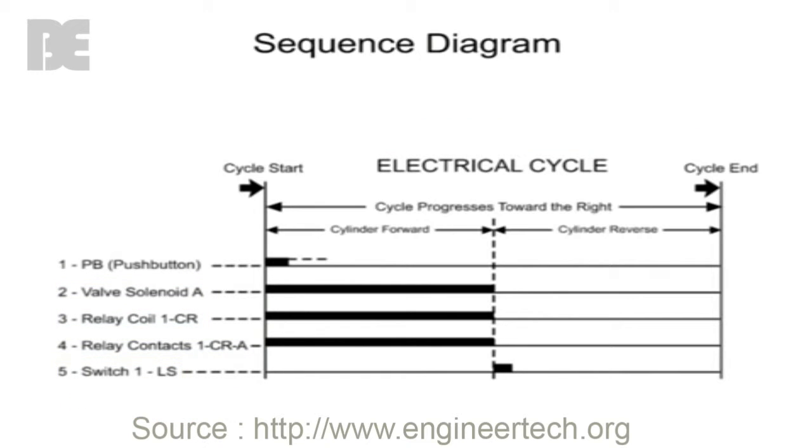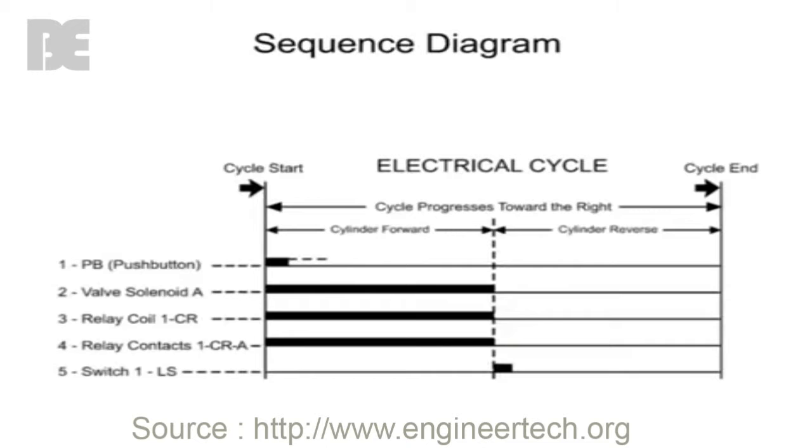To build a sequence diagram, each major component is assigned a horizontal line. The width of the line shows the time period during the cycle that each component is actuated or energized. It should be noted that this width may not necessarily correlate to a specific time, such as 1 second or 1 minute. Rather, the purpose of the horizontal line is to show each component's state in relation to the other components.